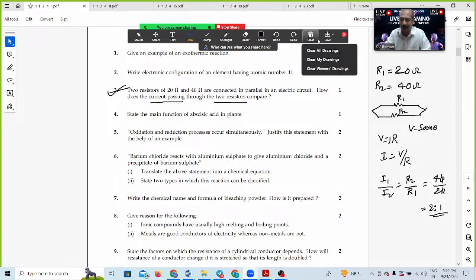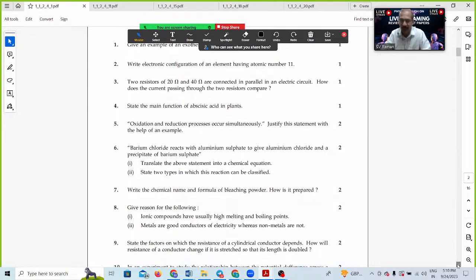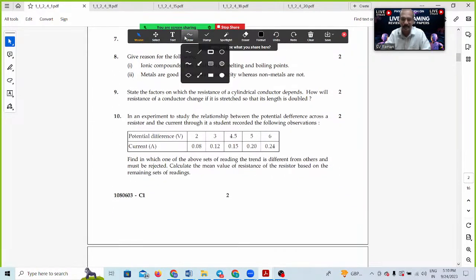Yes. Next question, we will see how to write it. Question number 9. This is a 2 marks question, how to answer. Let's see this question. State the factors on which the resistance of a cylindrical conductor depends. How will the resistance of a conductor change if it is stretched so that its length is doubled?